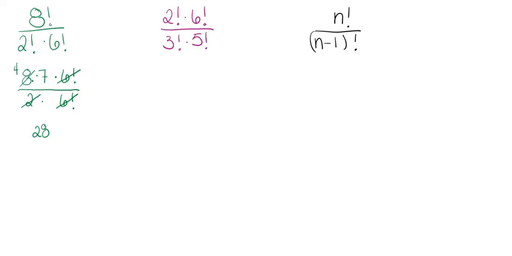See how simple that is to simplify a factorial expression. Let's do the next one now. 2 factorial times 6 factorial.